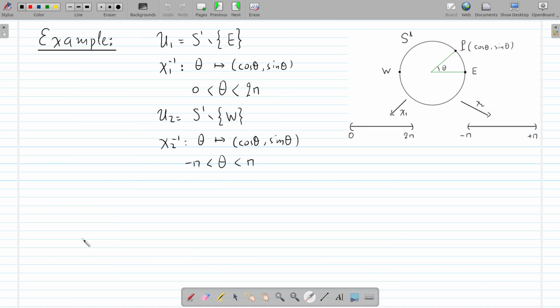Let's see this with a simple example. Let's consider the circle. And you know that the circle cannot be covered by a single coordinate chart. We have to use at least two. So we show here two charts, U1 and U2. U1 takes all the points of the circle except the point E in the east direction and maps it to the interval from 0 to 2 pi. And then U2 takes the whole circle except the point W, which lies in the west, and maps it to values of theta between minus pi and pi. So this map is given by a functional form that is the same, but they're not the same functions because they have a different range. So theta is mapped to the point P on the circle given by Cartesian coordinates cosine theta, sine theta.